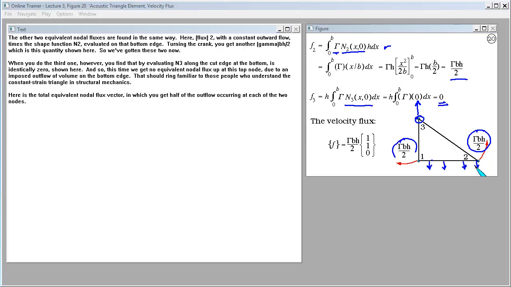That should ring familiar to those people who understand the constant strain triangle in structural mechanics. And then here is the total equivalent nodal flux vector, in which you get half of the outflow occurring at each of the two nodes.